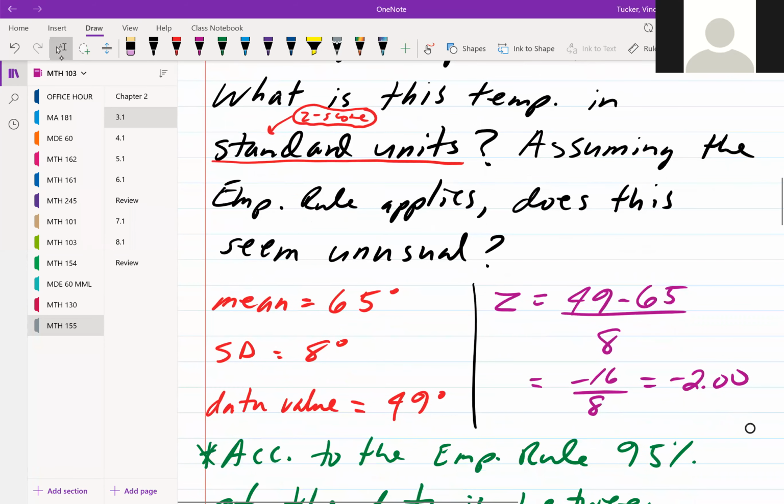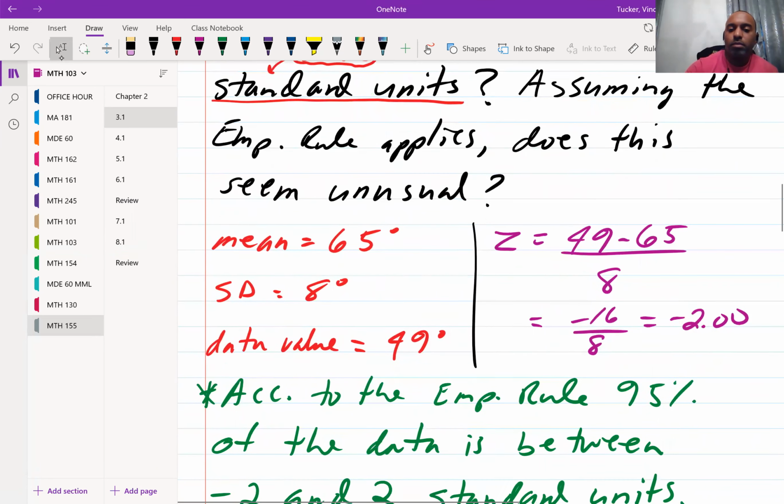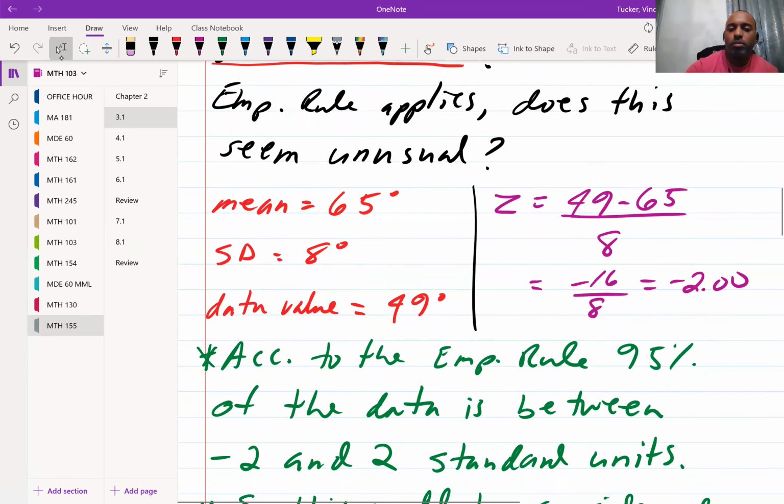We did the 49 minus 65 again. We converted it to our standard units, the z-score. And so your z-score is always your data value, in other words, the value in question, the value that we have for this day, which is 49 degrees, minus the mean divided by the standard deviation. Yep, that's your formula. All right, are we done with the black? Scroll up some.